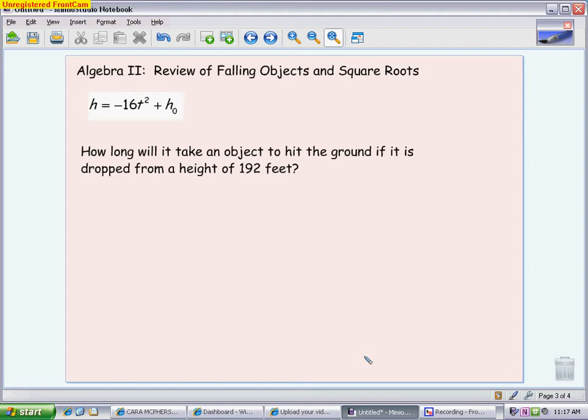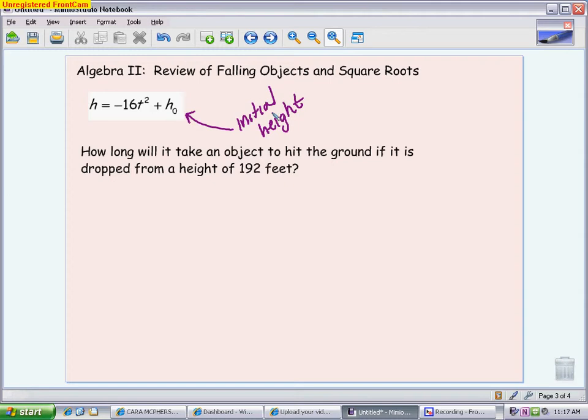First thing is you should know your falling object formula. I have it written right here: h equals negative 16t squared plus h sub o. h sub o stands for initial height. You can think of it as the height at time 0. That's where the h sub o comes from. So it's at the very beginning of our scenario, what height is the object at? That's what h sub o represents.